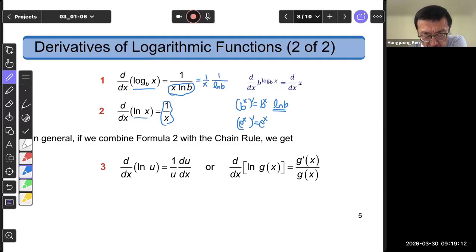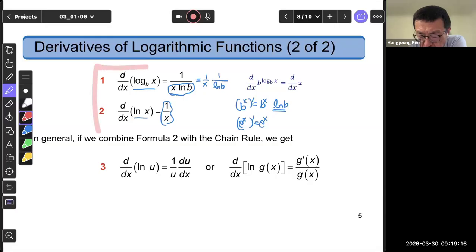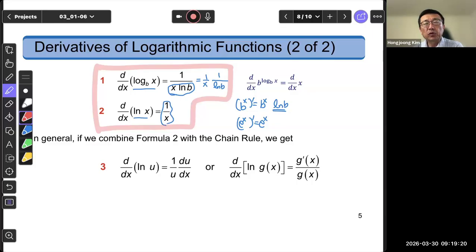So this is a very important formula. You need to remember this. Of course, you need to remember the derivatives of the exponential functions as well.